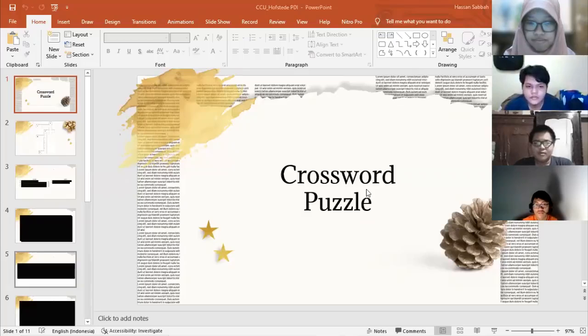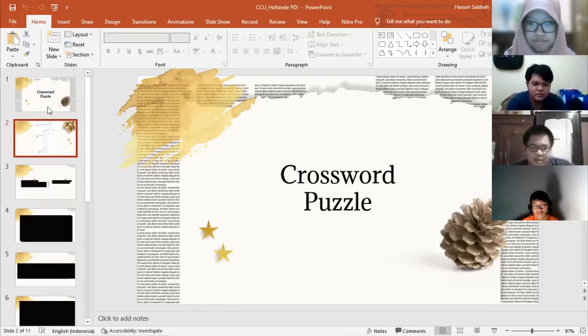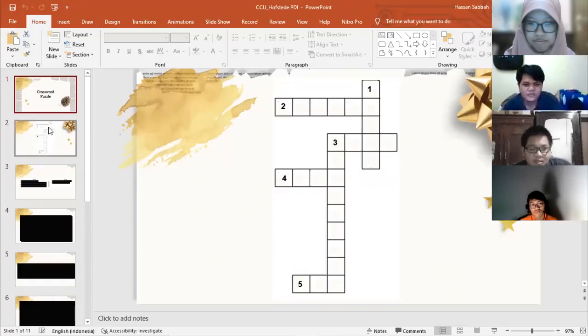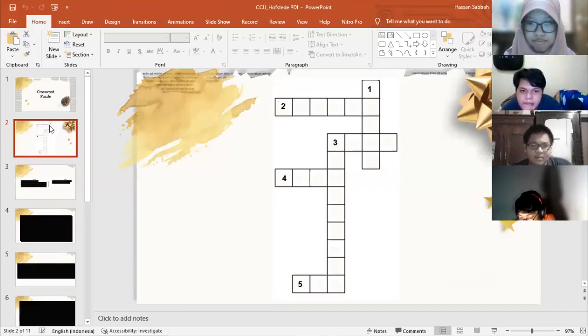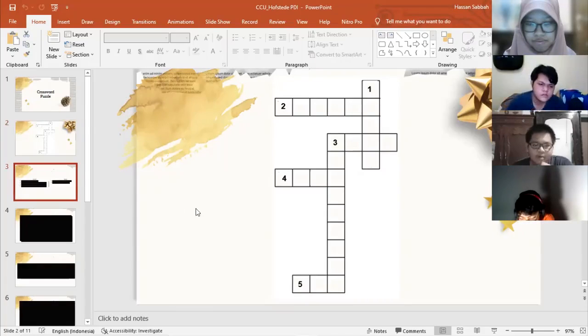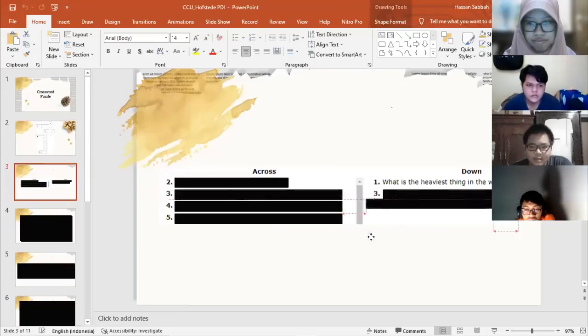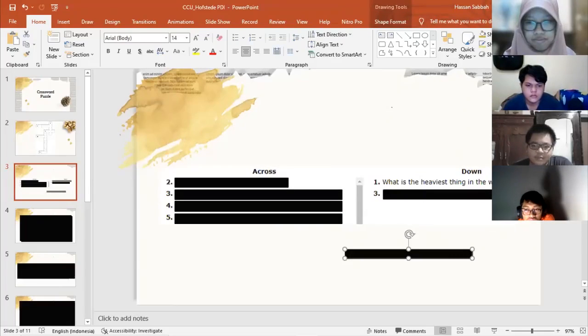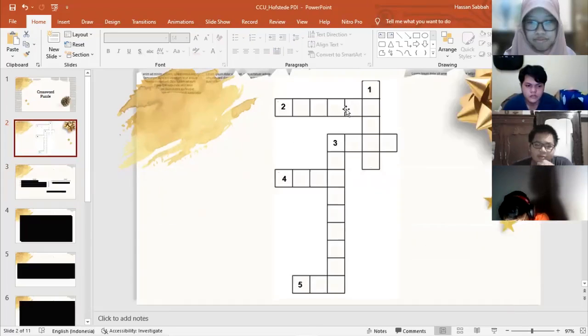Okay, we will do a crossword puzzle. In this activity, you will, wait a minute. In this activity, you are required to answer several questions that the answers are already present here. And number one question is, what is the heaviest thing in the world? Anyone can answer?